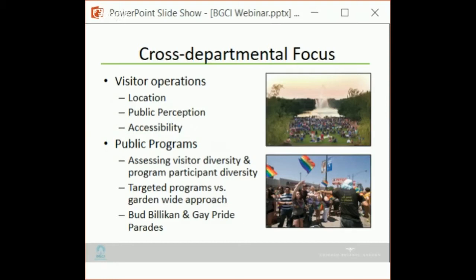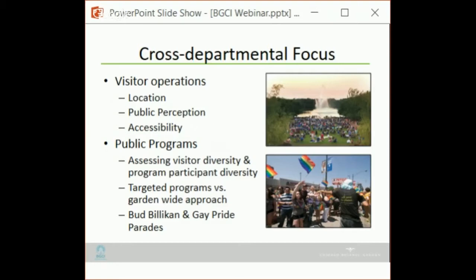We are, however, making an effort to participate in events that reach new audiences to let them know the garden is a place that welcomes them. For example, we participate in the Chicago Gay Pride Parade and the Bud Billiken Parade, which is a celebration of African American life and culture. It's the largest in the US, in Chicago.